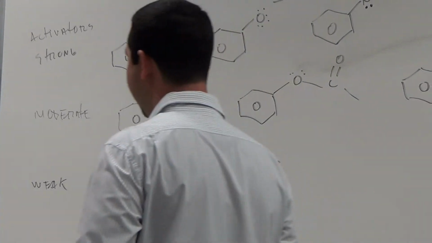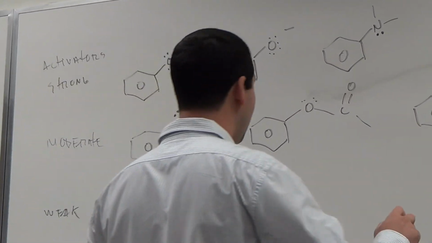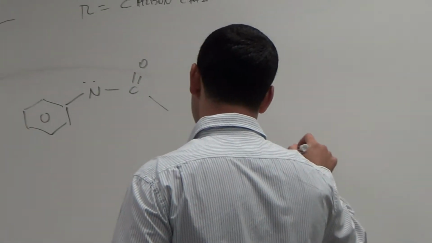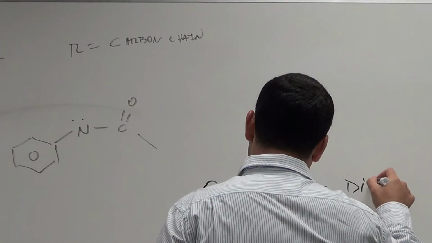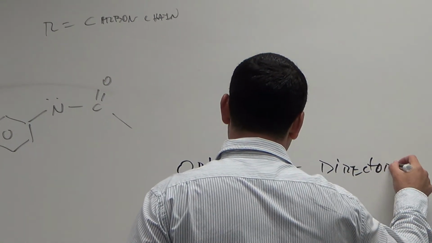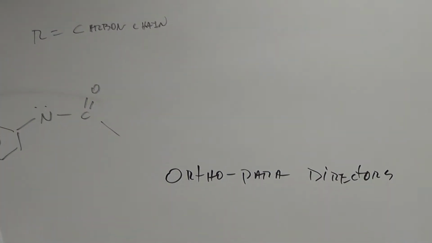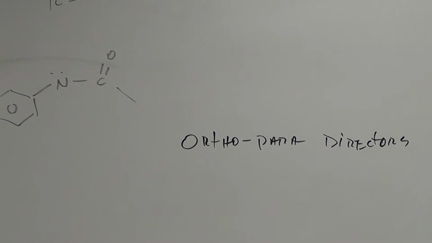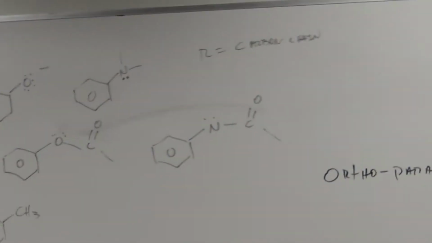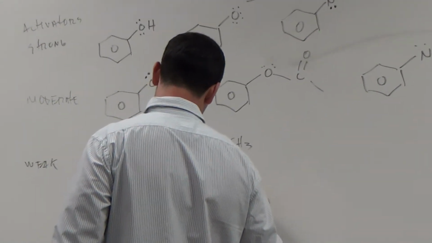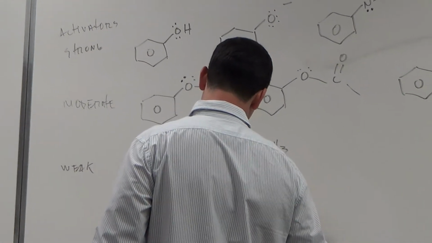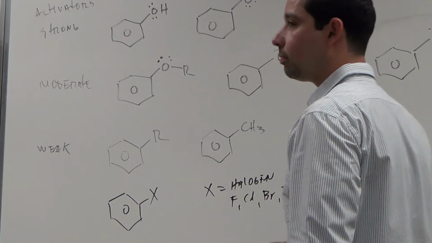Okay, and now these are activators. They are ortho para directors. Am I missing any ortho para directors? Yes, the chlorine, the halogen. Yes, I am missing these ortho para directors. These ortho para directors are halogens, or X is a halogen. The halogens F, Cl, Br, I.